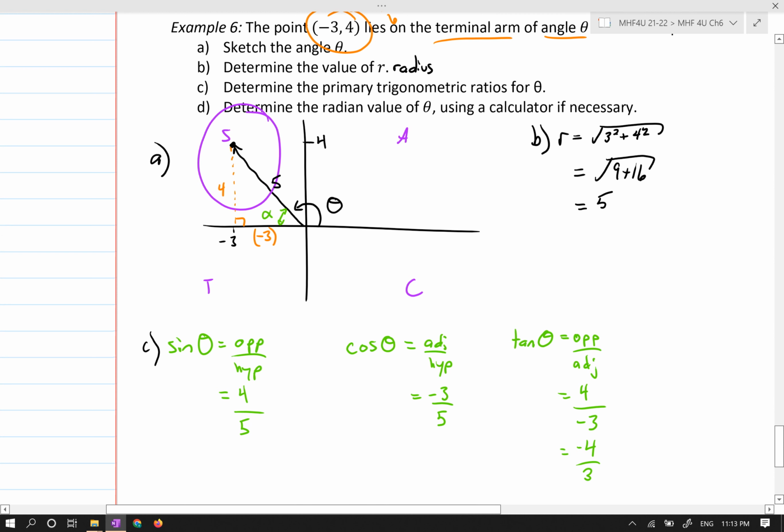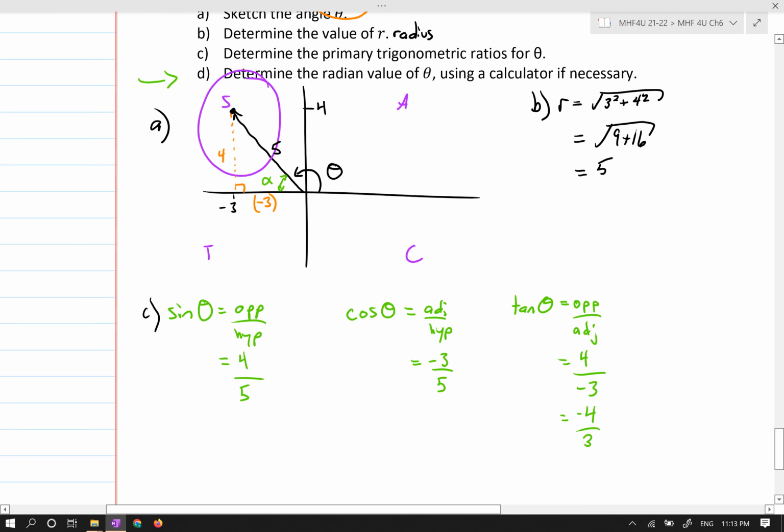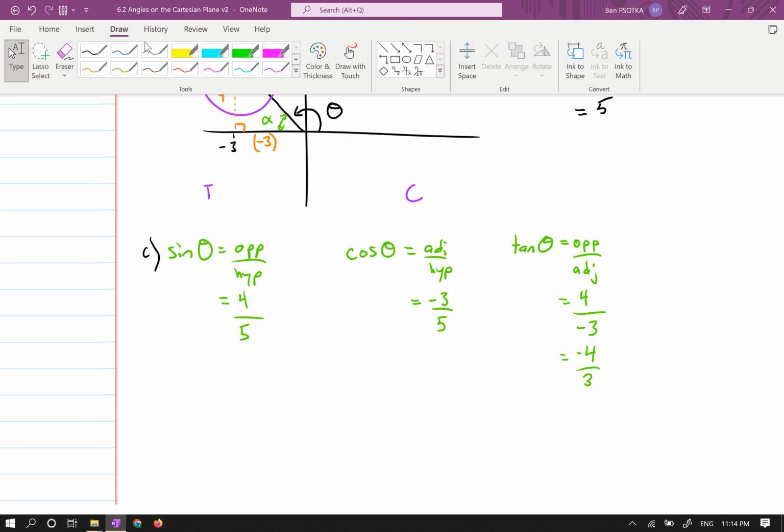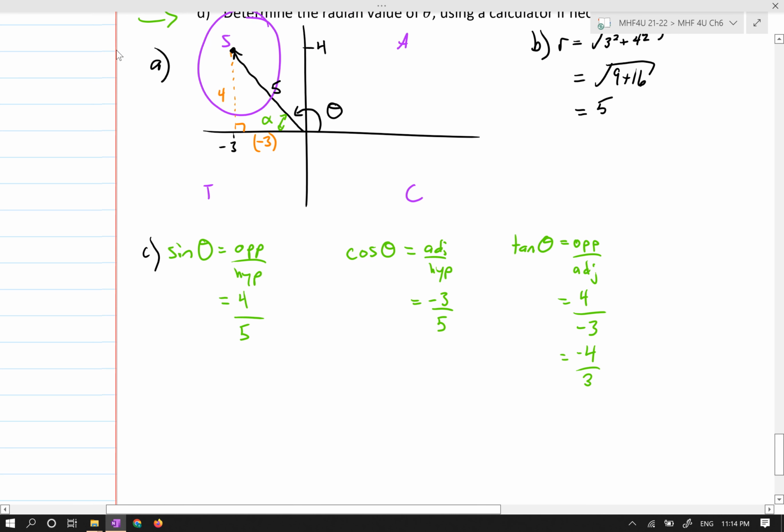Fantastic. Now, what we need to do is come up with a radian value for theta. We can use a calculator if needed. And the key here is just recalling the skills you learned from trigonometry in grade 9. You worked on it in grade 9, grade 10, grade 11, and here we are in grade 12, and it's probably been a long time since you've done this. Let's take a look at this first ratio.